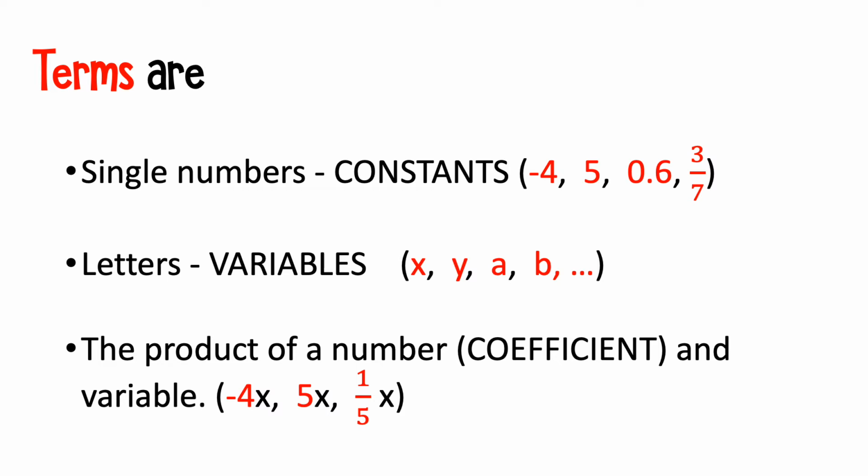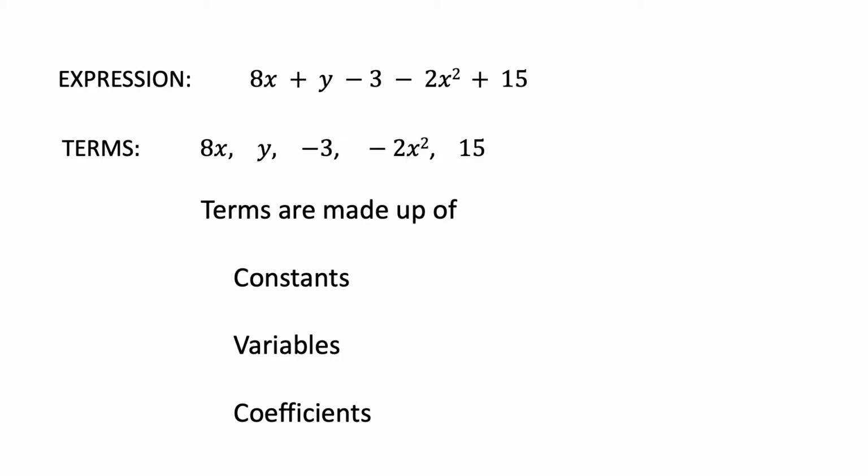Another type of term is the product of a number and a variable. The number in this term is called a coefficient. For example, in negative 4x, the negative 4 is the coefficient. In 5x, 5 is a coefficient. In 1/5 x, 1/5 is the coefficient. So terms can be made up of constants, variables, and coefficients.